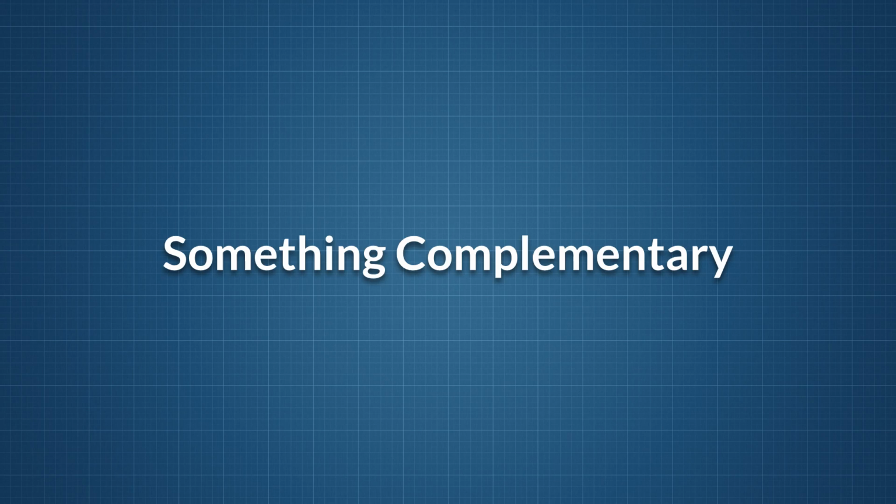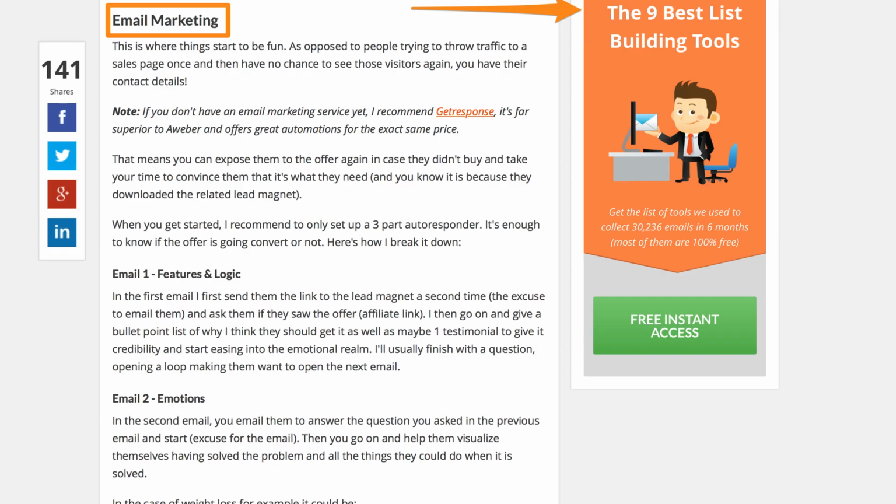And the last one is offering something complementary. I'm going to jump into the example right away: in my ClickBank monetization post, I talk about using email marketing to make sales with ClickBank and capture leads. And that's great, but I don't necessarily talk about how to build an email list. So I built a content upgrade called the 9 best list building tools, and people download that when they are reading the post and they're like, oh, I need to build a list now. How do I do that? And the lead magnet comes in and offers the complementary information that they need.